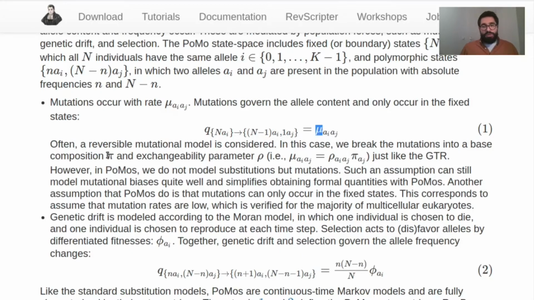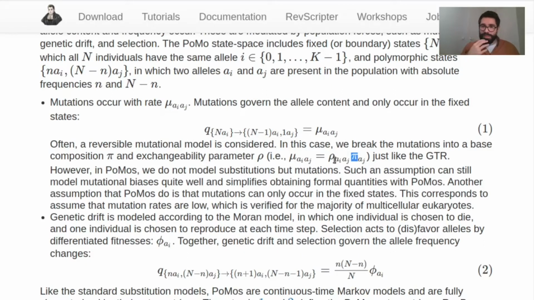Often we use a reversible mutational model. So instead of actually using the mu parameter, we break the mu parameter into a product, rho times pi, in which rho represents the exchangeabilities between any pairwise combination of alleles, and pi the base composition of the allele that we are reaching. And the reason we do that is that this facilitates obtaining formal quantities with POMOs, meaning obtaining the stationary distribution, the expected divergence, the expected heterozygosity, and that's why we use it.